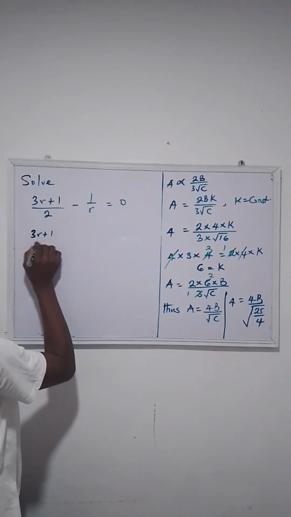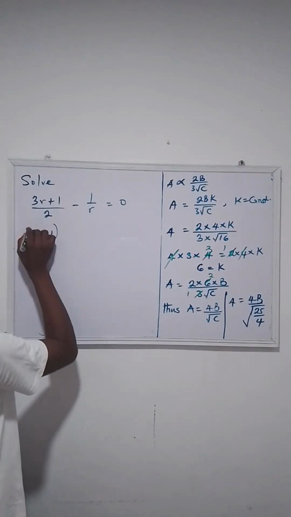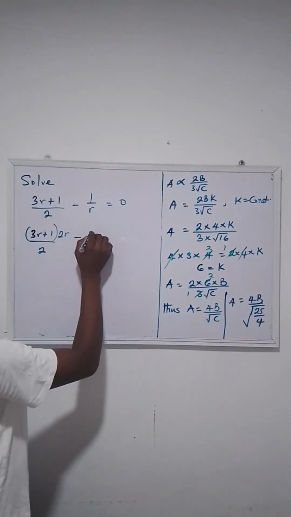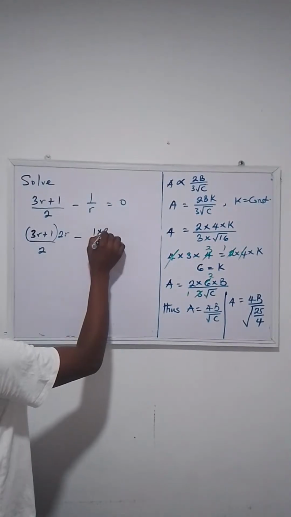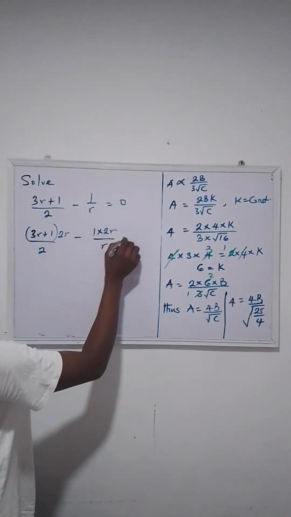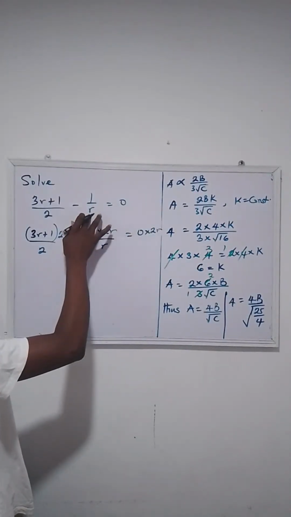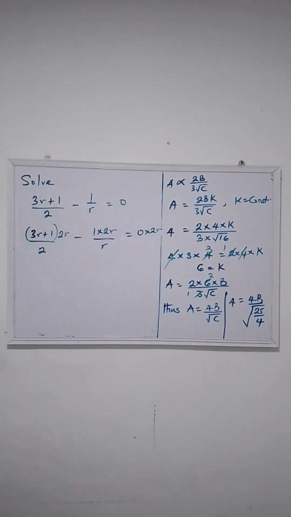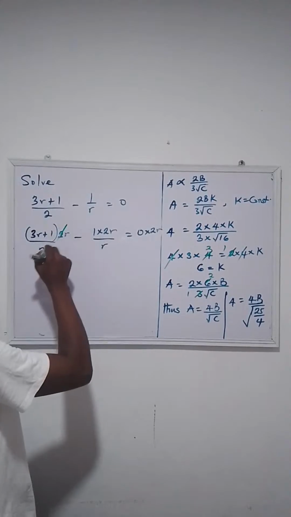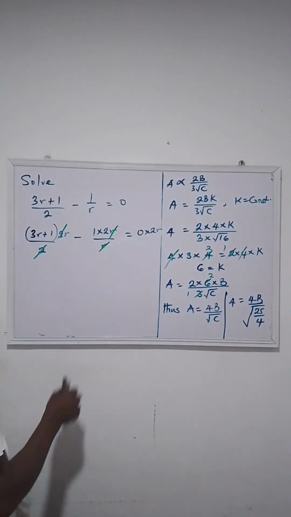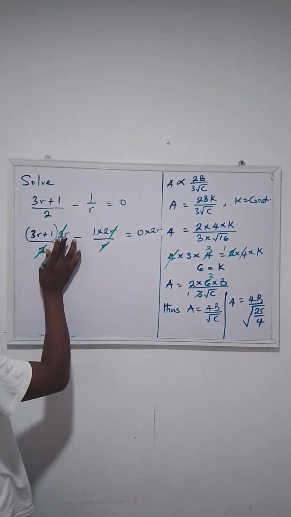3r plus 1 over 2. Now this times 2r minus 1 times 2r over r equals to 0 times 2r. So I've multiplied each of these terms by the LCM of the denominators. Okay? So now 2 cancel 2 here. These cancel this. R cancel r. So we are left with now r here.